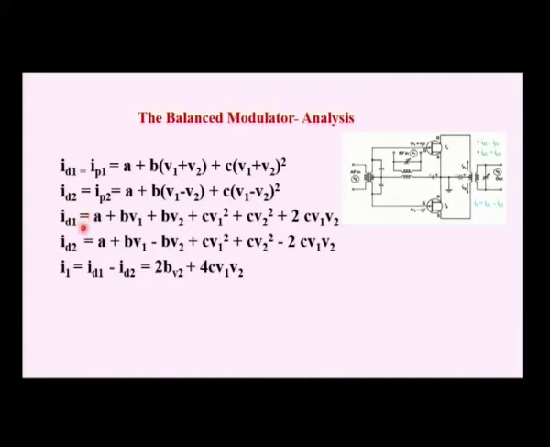So, simply take the difference. If I subtract these two equations, what happens? This factor gets cancelled and this also gets cancelled, but this one gets doubled because here we are going to find the difference. So, this becomes 2BV2 and these factors get cancelled, and if you find the difference of these two, this factor becomes 4CV1V2.